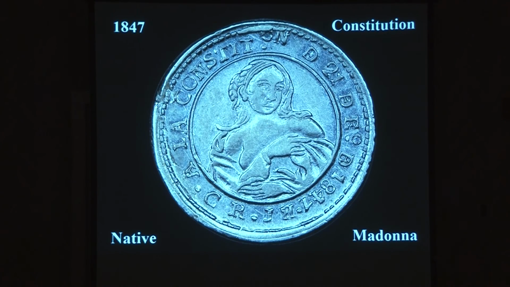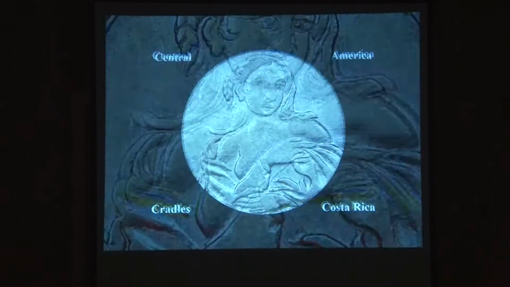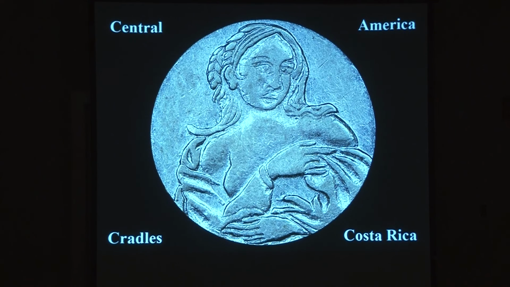Here you can see it a little bit more closely. You can see it refers to La Constitución, abbreviated, and has the date of 1847 over here. If we zoom in a little bit more closely, you can see the female figure, and she's carrying this bundled child, and the child is virtually covered up by the blanket or cloth that it's in, all right?